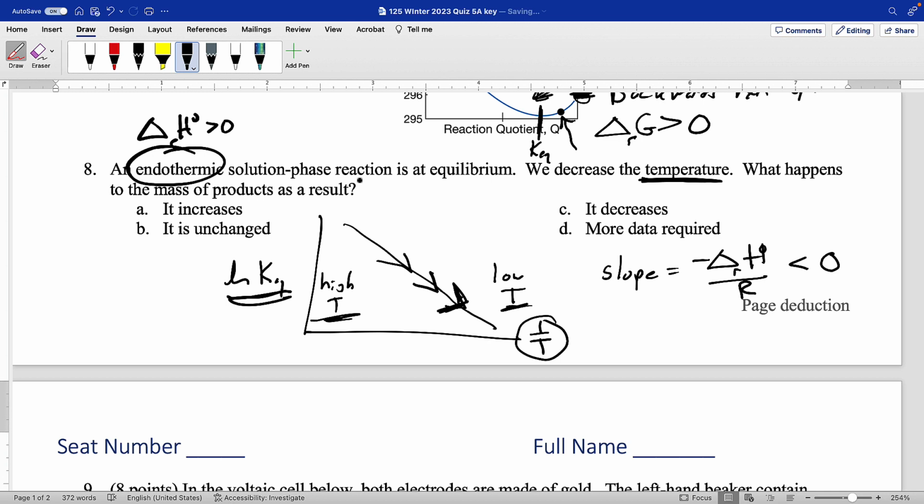So at equilibrium, K and Q were the same, but then we decreased the temperature. We made K equilibrium get smaller. So now K is less than Q. So the reaction is going to go backwards. Because going backwards, we're not going to have as many products, so the mass of products decreases.